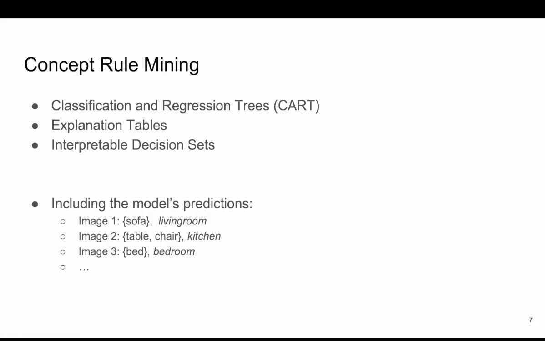And finally, in the concept rule mining step, we take the output of the previous concept attribution step, and we mine rules over this data set to identify patterns between the concepts and the model's predictions. For this, we use 3 rule mining methods. We use classical classification and regression trees, CART. We also use explanation tables and interpretable decision sets. We then score each rule generated by any one of these 3 methods according to the rule's coverage and accuracy, and we output the highest scoring rules to the user.